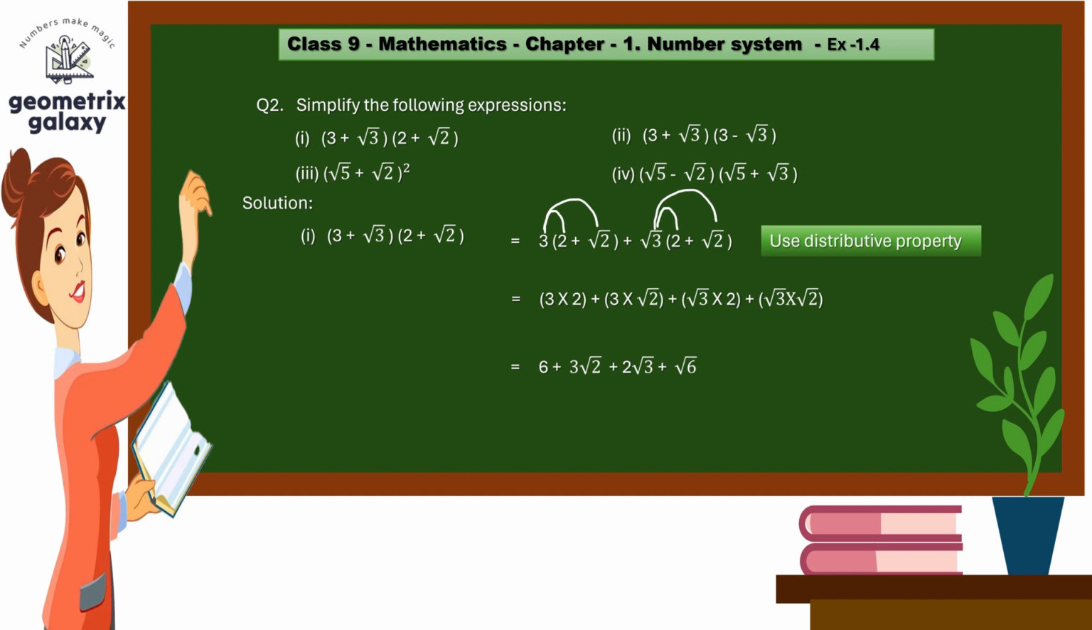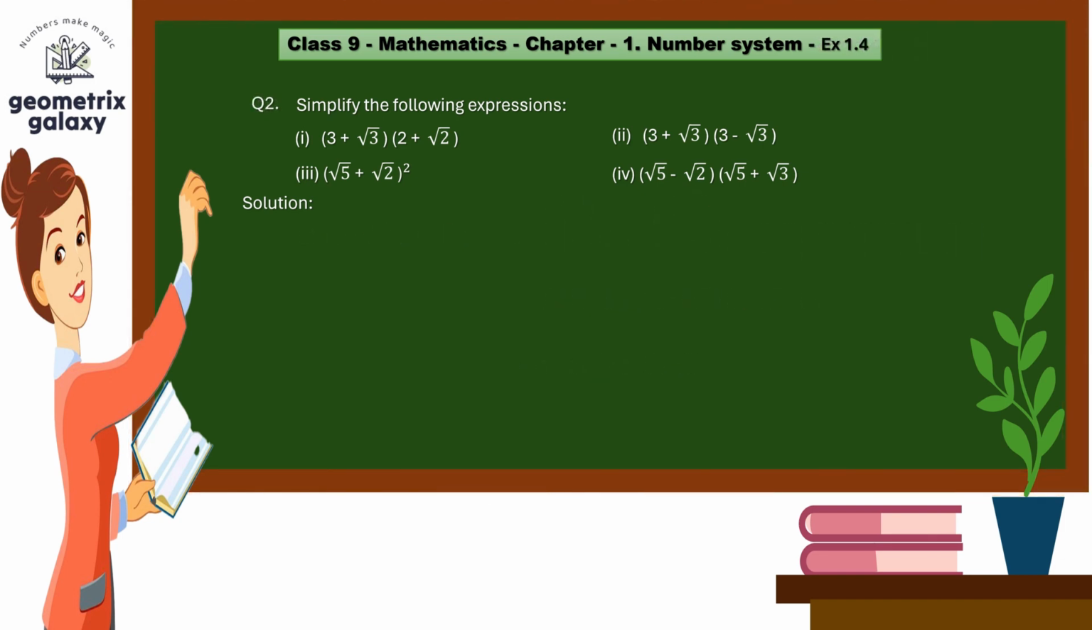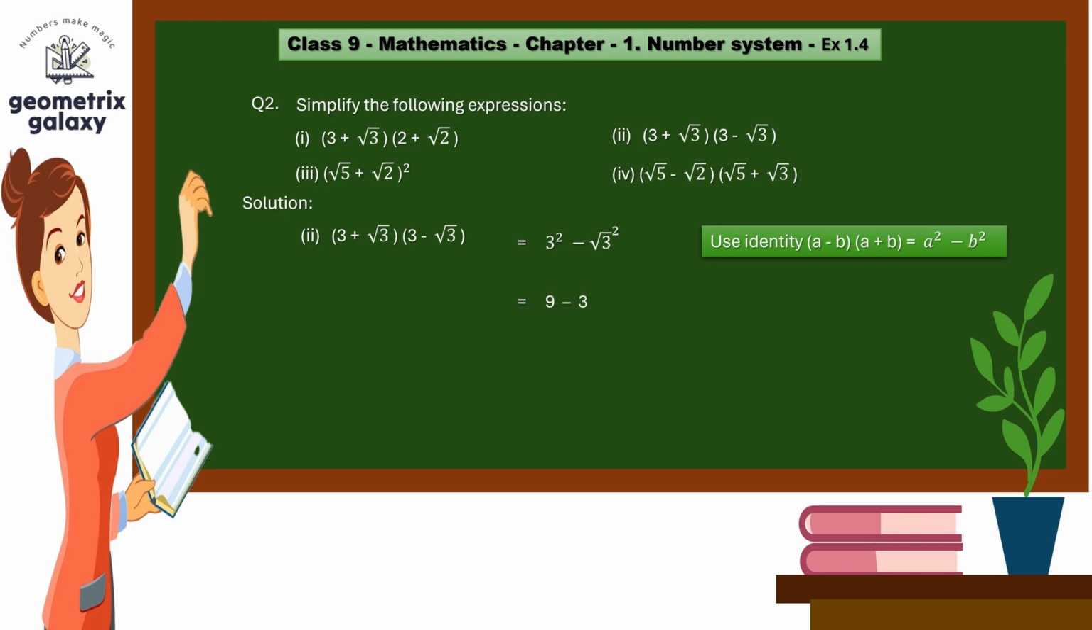Next, let us see what is our second subdivision. 3 plus root 3 into 3 minus root 3. The question is very simple. We need to use the identity a minus b into a plus b is equal to a square minus b square. Here a takes the value of 3 and b takes the value root 3. a square is 3 square, b square is root 3 square. 3 square is 9 minus root 3 square is 3. So 9 minus 3 is equal to 6.